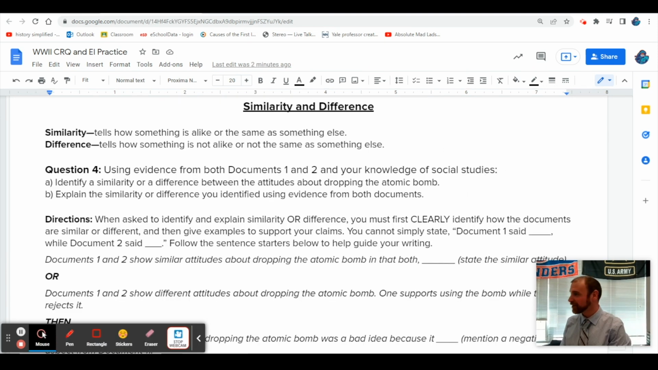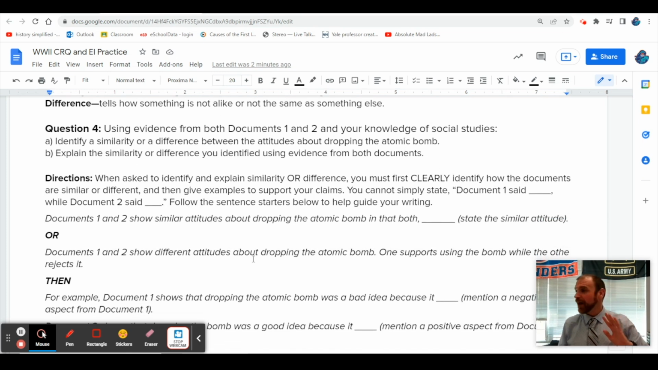Similarity and difference. Okay, on the Regents, you're going to get that CRQ question where you're forced to use both the documents together. We practiced 2 out of the 3 types of questions yesterday. We did a cause and effect. We did a turning point. The only other option of combining the documents together is this question about similarity and difference. I think these are easier than the turning point one, okay?